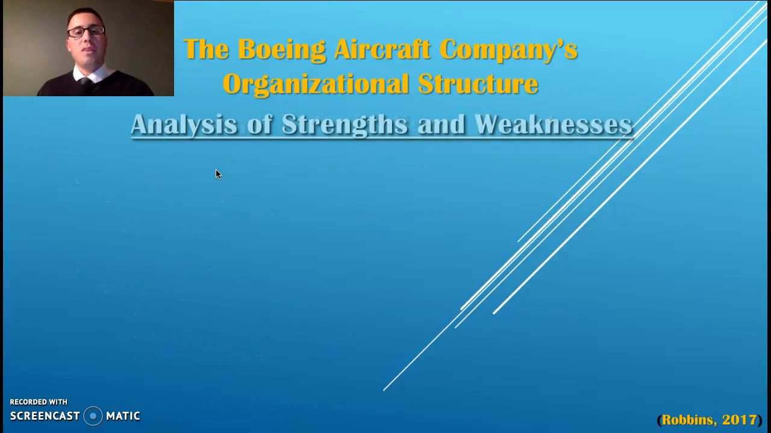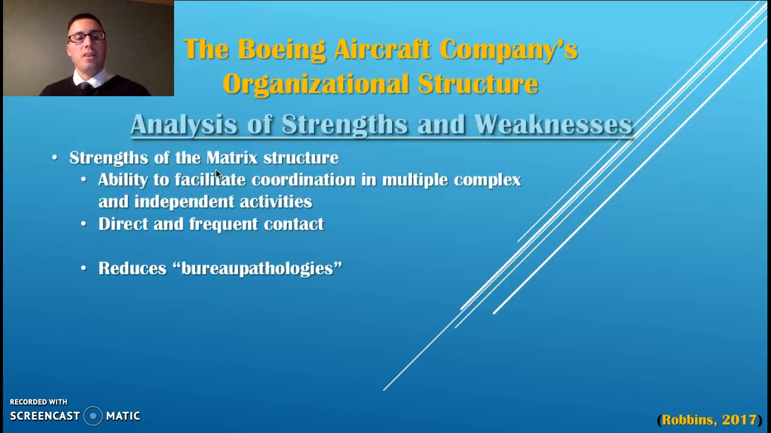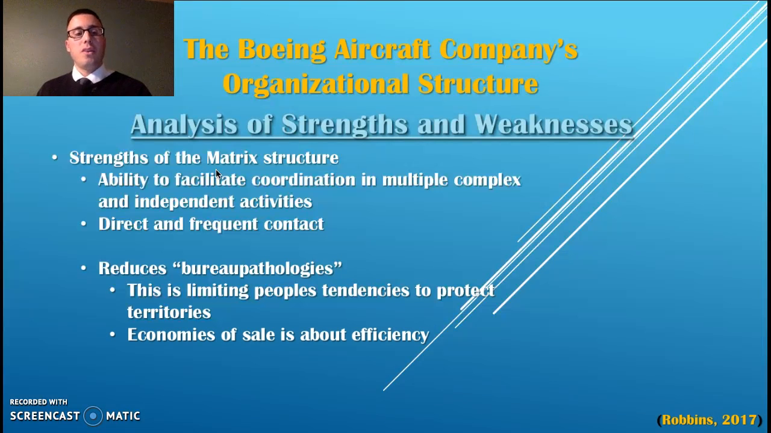Now, analysis of strengths and weaknesses. Strengths of the matrix structure are the ability to facilitate coordination in multiple complex and independent activities. It also gives direct and frequent contact. And it reduces bureaupathologies, which is limiting people's tendencies to protect their territories. Along with economies of scale, it is all about efficiency.